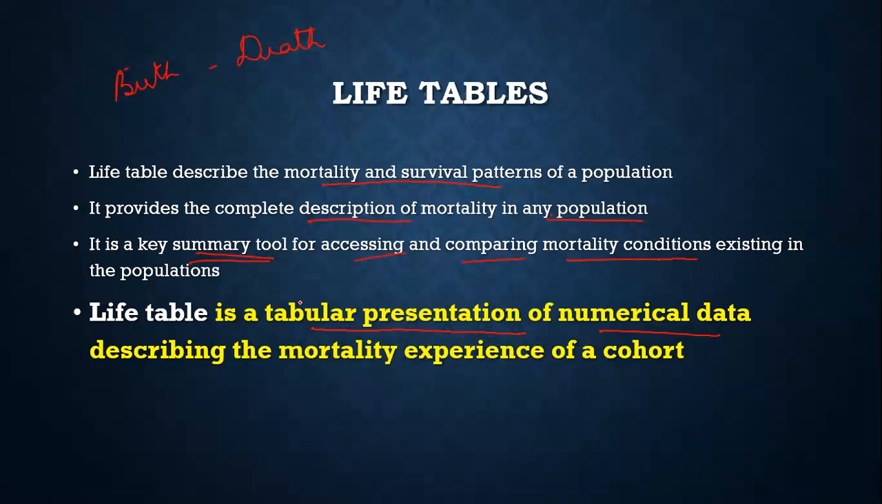It describes the mortality experience of a cohort. Cohort is nothing but a group of individuals. So with a particular group, we can easily examine and determine the mortality as well as the survival ratio of that group of individuals. Here we also consider a group. Cohort is nothing but a group. There is a meaning for that.